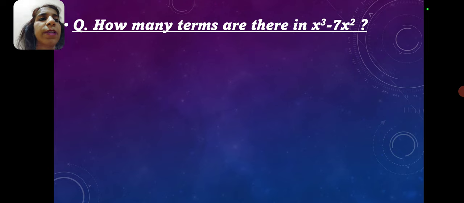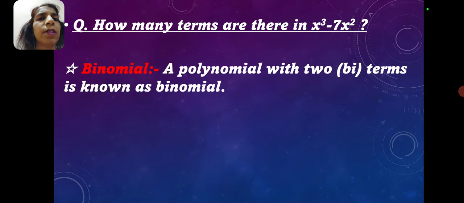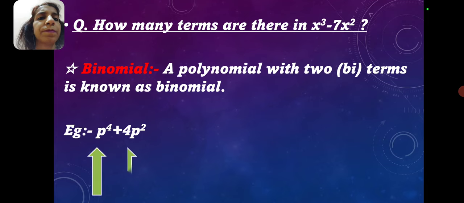Next, how many terms are there in x cube minus 7x square? So there are two terms, that is nothing but a binomial. A polynomial with two terms is known as a binomial. Bi means two. Okay. Example, p raised to 4 plus 4p square. Okay.